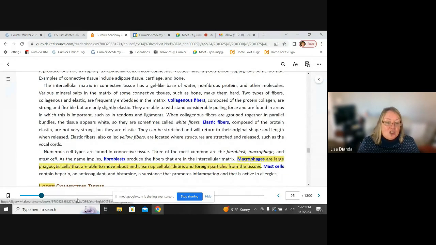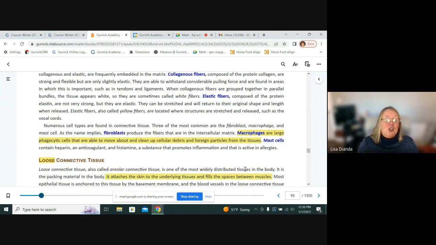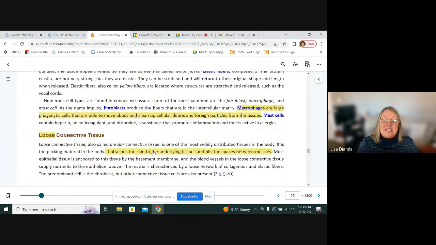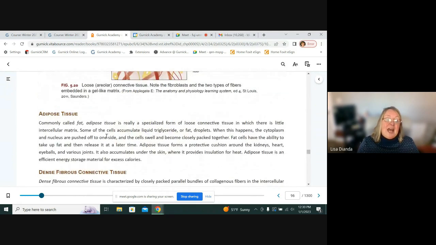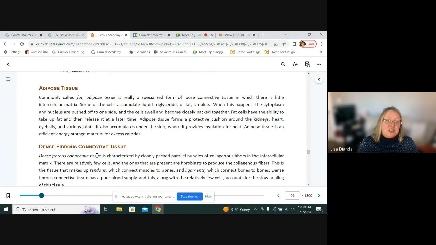Macrophages are large phagocytic cells that are able to move about and clean up cellular debris. Okay. Loose connective tissue. It attaches skin to the underlying tissue and fills the space between muscles. Okay, so that's another type of tissue, loose connective tissue. A lot for you to read here, right? Adipose tissue or fat tissue is a special type of loose connective tissue, right? You're going to learn more about that, how it cushions, what it creates, right? How it interacts with hormone development.